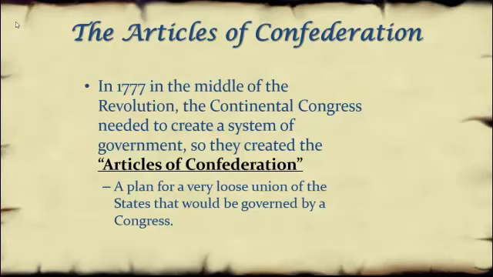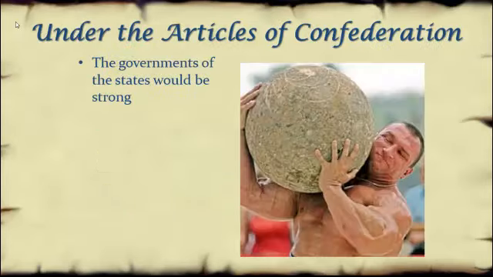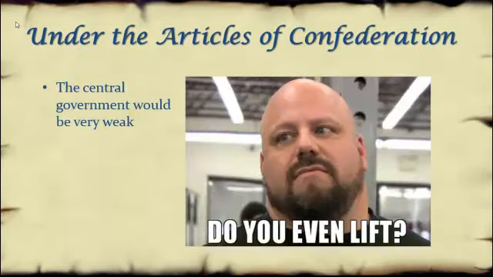The Articles of Confederation was meant to set up a country that was a very loose union of the different states that would be independent, but would also be governed by a Congress. And under the Articles of Confederation, the governments of the states would be very, very strong. By contrast, the central government that would govern all of the states would actually be very weak.